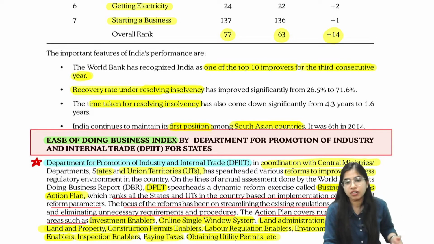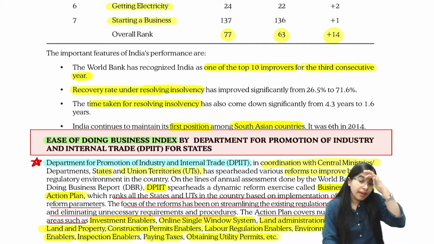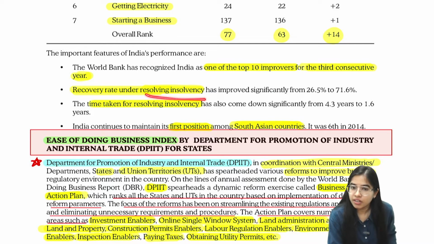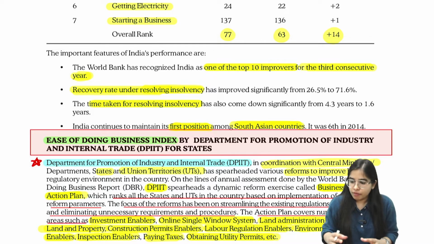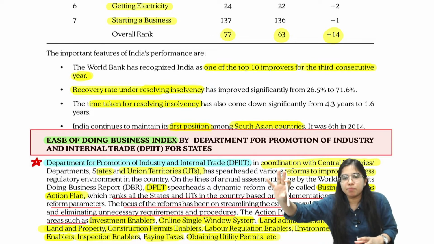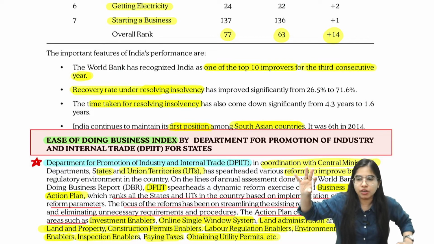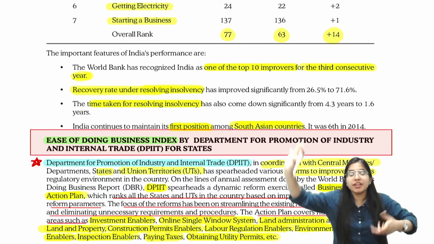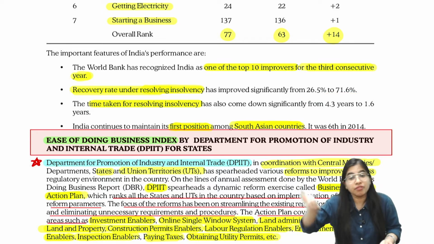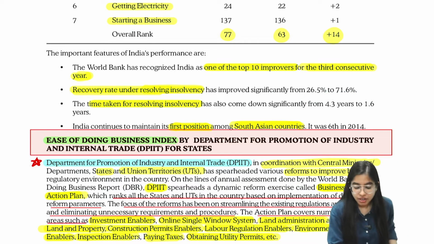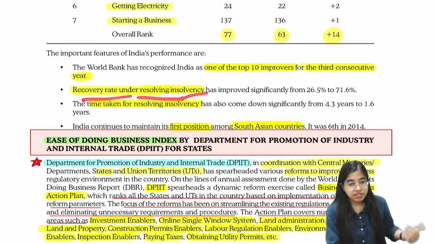Recovery rate under resolving insolvency is good in India. Recovery rate means, let's say we get 100 insolvent companies, and from those 100 companies we are able to revive 70. Only 30% of companies are closing. So the recovery rate is growing in India from 26% to 71%, which means we are able to revive most of the dying companies in India.